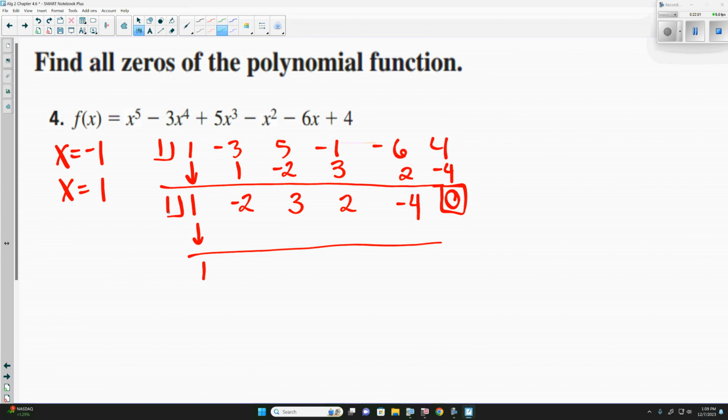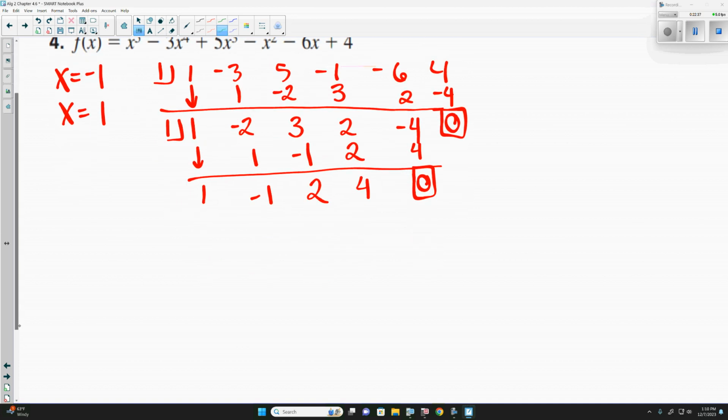Now, because of the graph, it does look like 1 might be a repeated solution, an even multiplicity, so we can try 1 again. Our 1 times 1 is 1. -2 plus 1 is -1. 1 times -1 is -1. 3 plus -1 is 2. 1 times 2 is 2, plus 2 is 4. 1 times 4 is 4, and -4 plus 4 is 0. So it did indeed work twice.